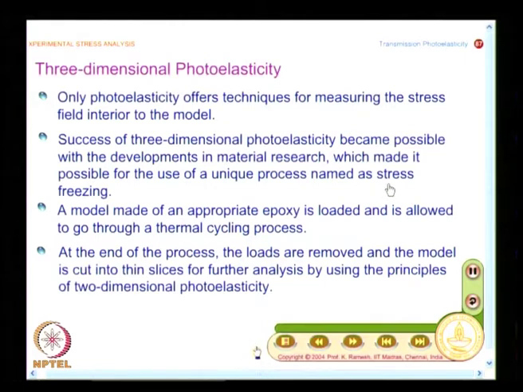So, what do you do in this? A model made of an appropriate epoxy is loaded and is allowed to go through a thermal cycling process. It is actually going through a thermal cycling process, because at the end of the process the stresses get locked. You call this stress freezing. We will also see an analogy for why we call it stress freezing.